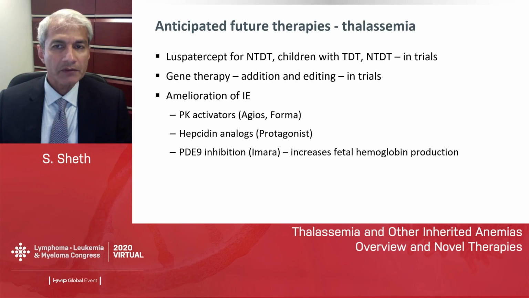Anticipated other therapies for thalassemia include luspatercept for non-transfusion dependent patients, as well as children. Right now, it's only approved for adults. These are in trials. Gene therapy, both gene addition and editing, which Dr. Thompson has already talked about, are in trials as well. And then I mentioned the other ones, the pyruvate kinase activators, hepcidin analogs, and PDE9 inhibitors as well.